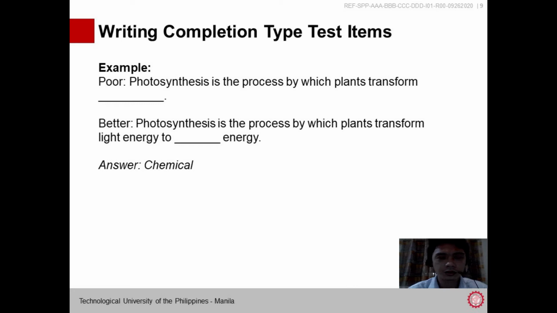So ito yung better version nitong test item na ito. Photosynthesis is the process by which plants transform light energy to blank energy. So dito pa lang, mas okay siya kumpara sa kanina kasi madedetermine talaga yung student kung ano yung tamang sagot. And itong sagot na to ay single correct answer lang talaga. Sa particular question na to, ang sagot ay chemical energy.